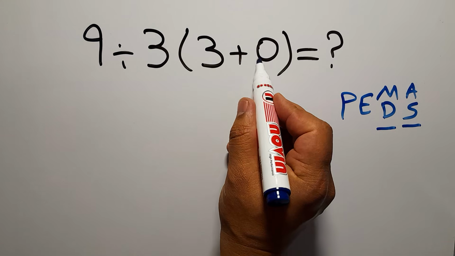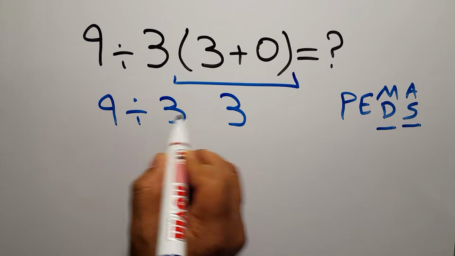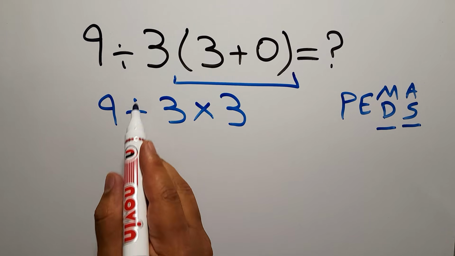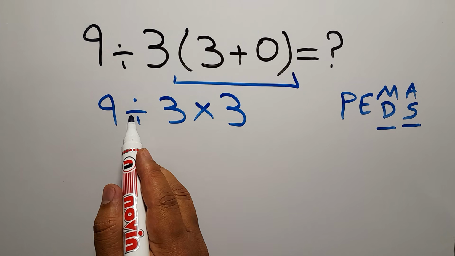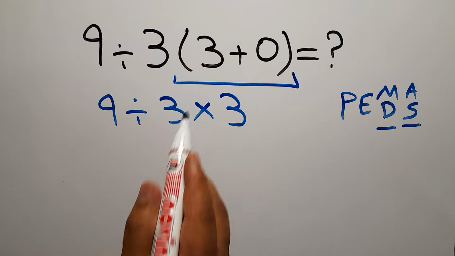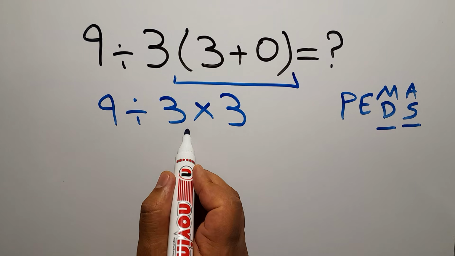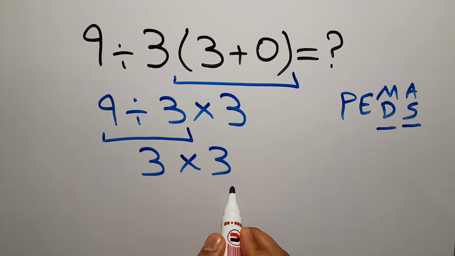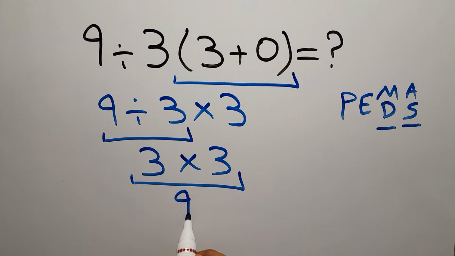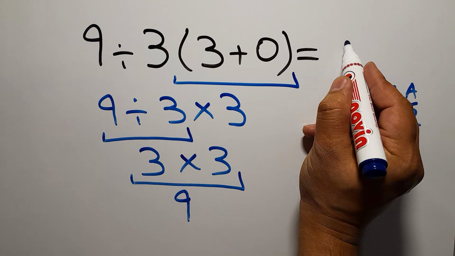So 3 plus 0 gives us 3, and we have 9 divided by 3, then times 3. Now we have one division and one multiplication. As I said, multiplication and division have equal priority and we have to work from left to right. So now we have to do this division. 9 divided by 3 gives us 3, and 3 times 3 equals 9. So therefore, our final answer to this problem is just 9. The correct answer is 9.